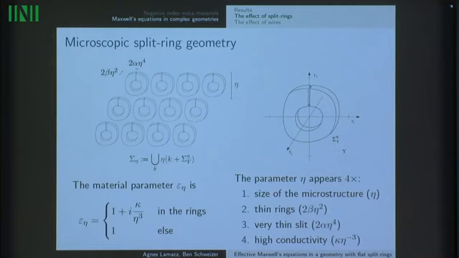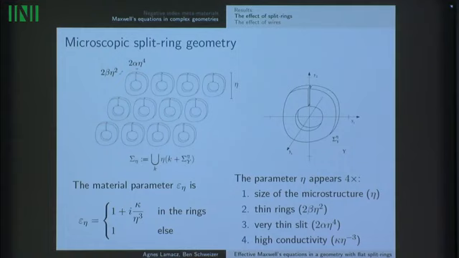Since in practice the rings are very thin, as you have seen, and the slits are very thin too, we impose that a single split ring has thickness of order eta squared, meaning relative thickness, relative to its size of order eta, very flat, and that the slits are even thinner, namely of order eta to the 4. Now, in order to model the high conductivity in the rings, we set epsilon eta to 1 plus I times kappa, some material parameter, over eta to the 3 in the rings. So very, very high conductivity in the rings. And we set it simply equal to 1 outside.